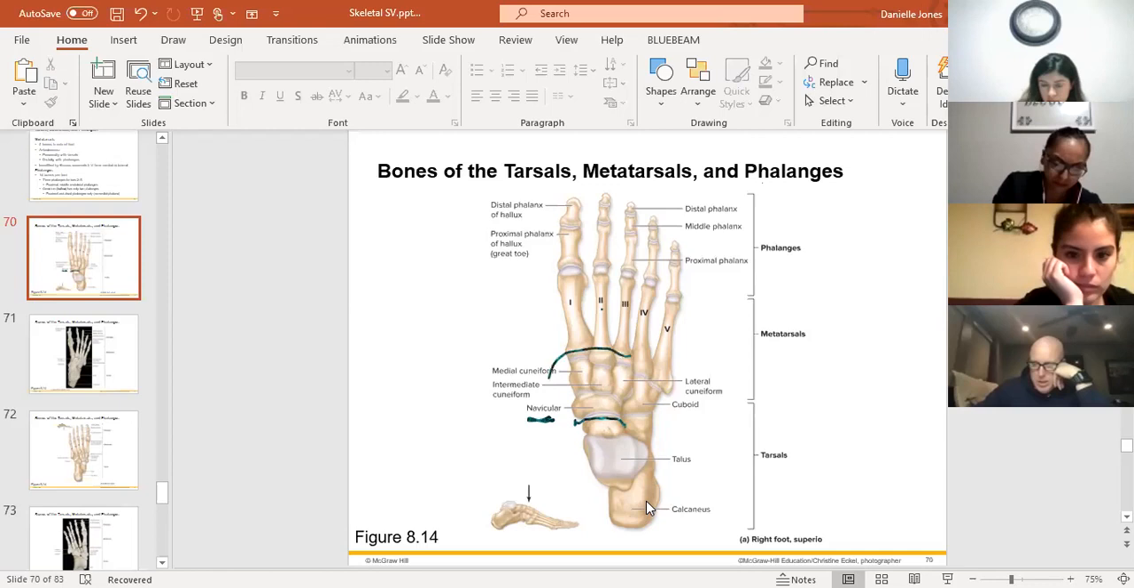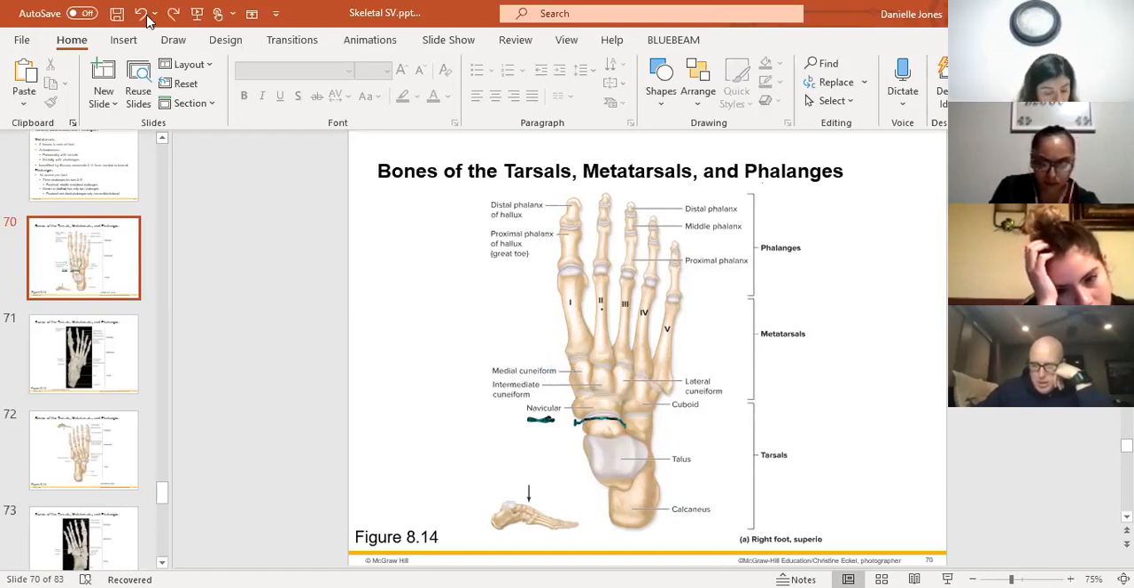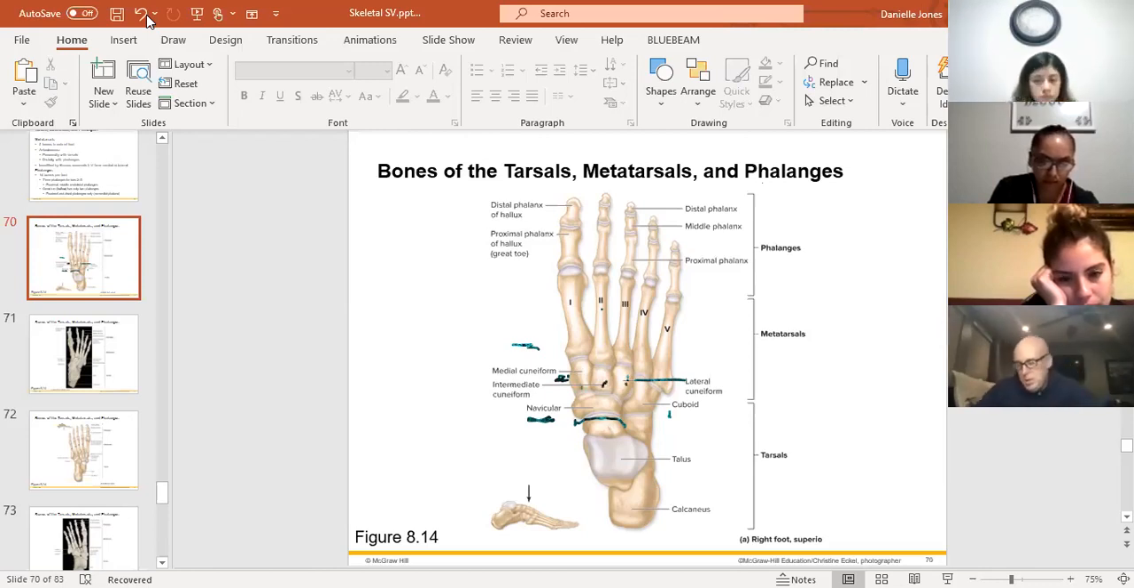Then we have this grouping of bones right there: the medial cuneiform, intermediate, and the lateral cuneiform. Even though the medial cuneiform is the most medial, and the lateral cuneiform isn't the furthest lateral, it doesn't mean that it still doesn't have its lateral position compared to the medial cuneiform. So it's medial, intermediate, and lateral cuneiform. And then the last one is cuboid. It just has a cube shape.